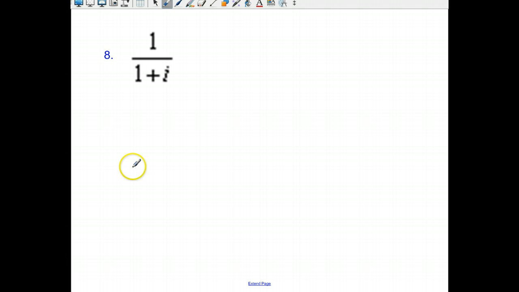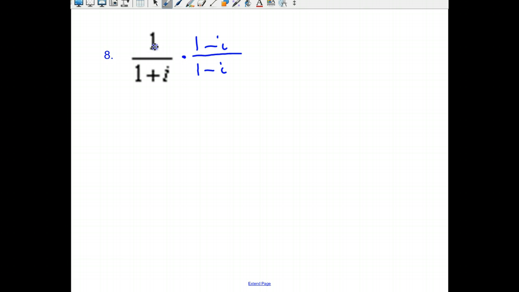One over 1 plus i. Just like we don't like radicals in the denominator, we cannot have i's in the denominator. So we're going to multiply by the conjugate. The conjugate of the denominator is the same expression except you change the sign of the i. So this will be 1 minus i over 1 minus i for the conjugate.